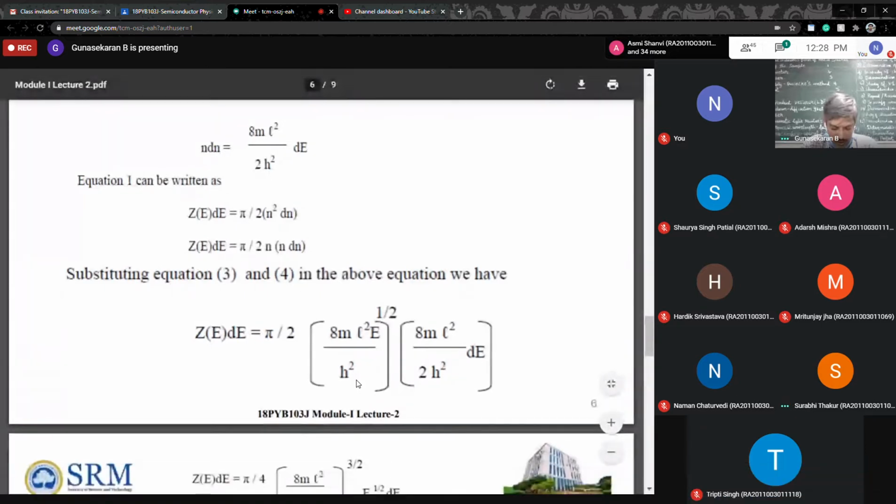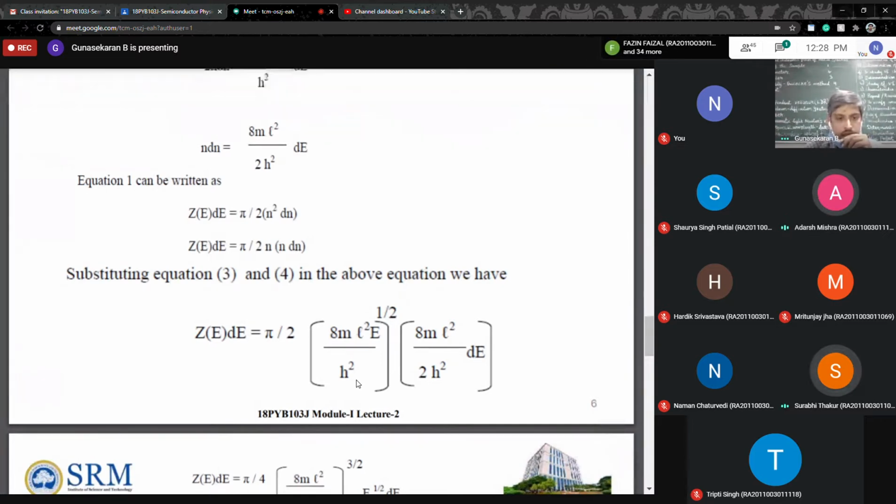Okay, so now what are the common terms here in both the cases? This one is (8m L square E by h square) whole power 1 by 2, and this is 8m L square by 2 h square dE. Some common terms are there. So what are the common terms? 8 m L, and L square by h square. This is power 1 by 2 and this is power 1. So 1 by 2 plus 1. So what is the power now?